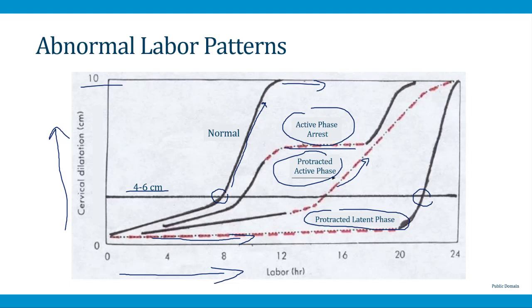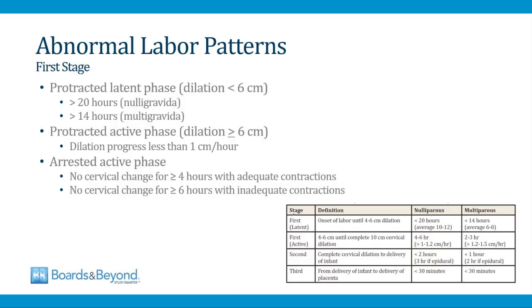There's simply no progression in the amount of cervical dilation. So the first stage of labor, like I said in the last slide, is divided into a latent and active phase. The definition of a protracted latent phase of the first stage of labor is a prolonged amount of time required for the cervix to reach 6 centimeters in dilation, and the definition is more than 20 hours in a nulligravida woman, more than 14 hours in a multigravida woman.